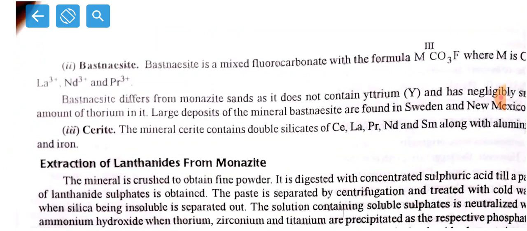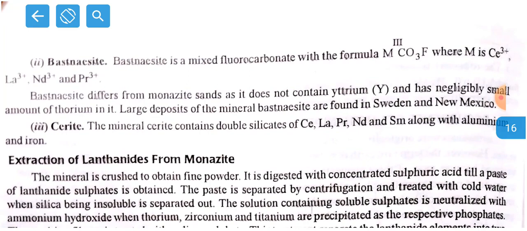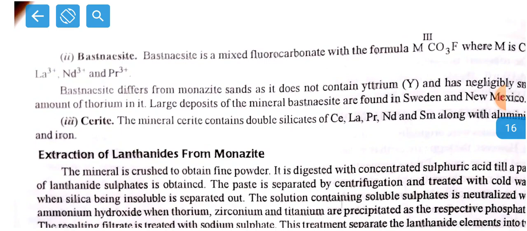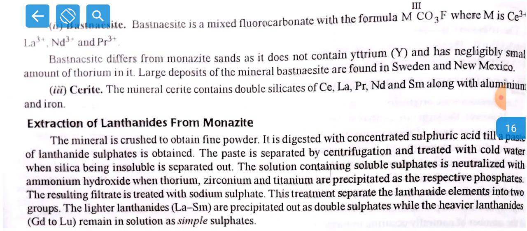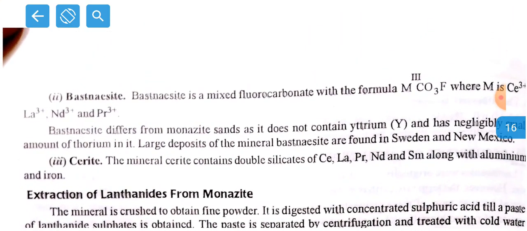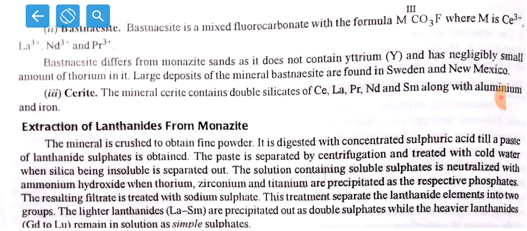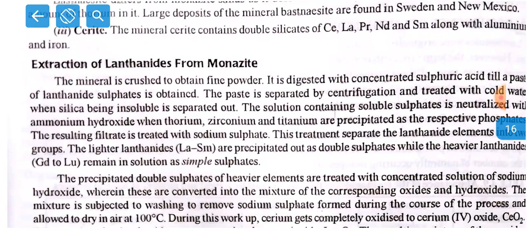Bastnasite. Bastnasite is a mixed fluorocarbonate with the formula MCO3F, where M is cerium 3+, lanthanum 3+, neodymium 3+, and praseodymium 3+. Bastnasite differs from monazite sand as it does not contain yttrium and has a negligibly small amount of thorium. Large deposits of bastnasite are found in Sweden and New Mexico. Third is cerite. The mineral cerite contains double silicates of cerium, lanthanum, praseodymium, neodymium, and samarium along with aluminium and iron.